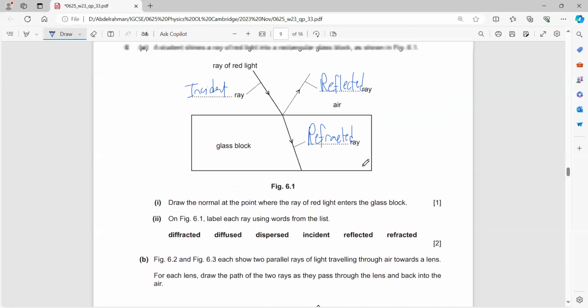On figure 6.1, draw the normal. We didn't draw the normal. Of course we can draw the normal very easily, here, a dashed line. This is the normal, guys. When you draw the normal using the ruler, you need the normal to be perpendicular to the surface. Must make the normal perpendicular to the surface.